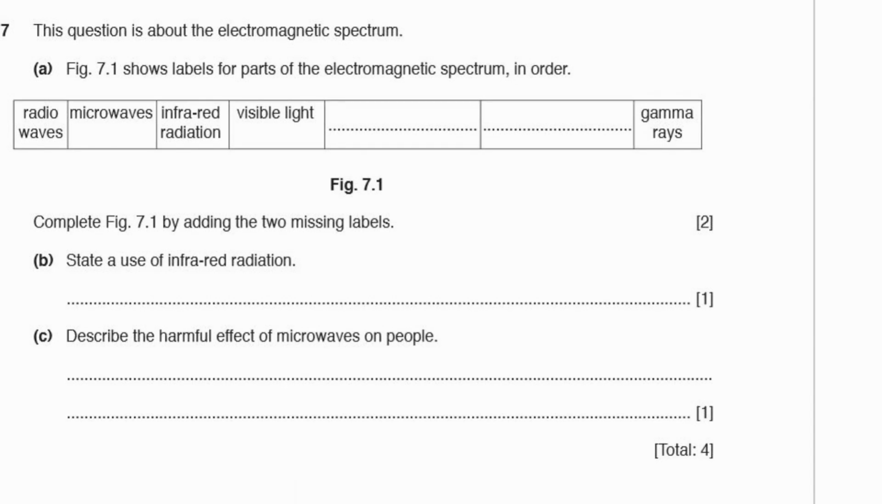Alright, electromagnetic spectrum question. Complete figure 7.1 by adding 2 missing labels. Radio waves, microwaves, infrared radiation, visible light, something, gamma rays. Okay, well, here, X-rays. And here, UV light, or UV radiation.